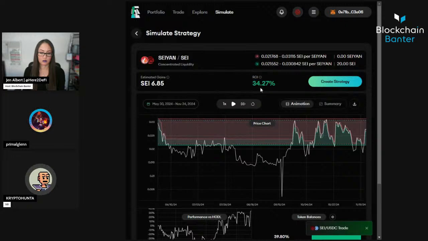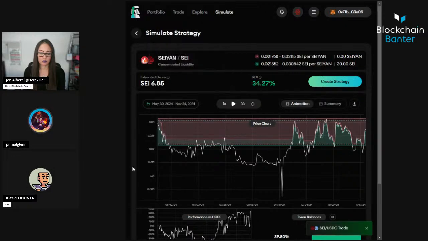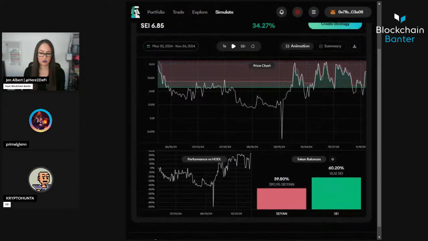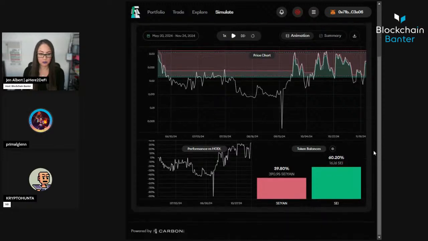Right? Wow, how many weeks spread is that? How many weeks you said? Yeah, so this started looks like around May, somewhere like May 30th. About 6 months, 35% ROI, or 34% ROI in 6 months. Okay. And this is where your final token balance is, right?